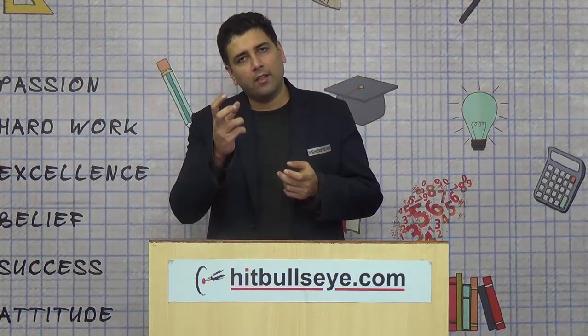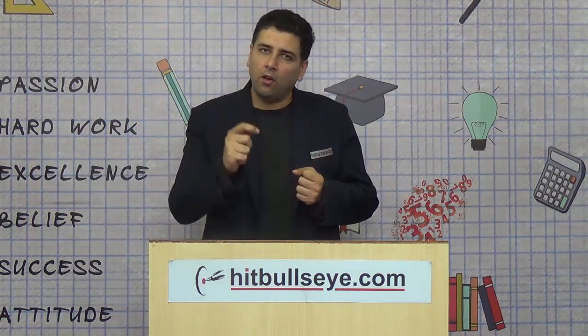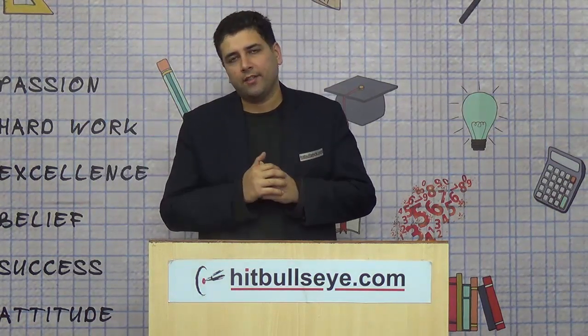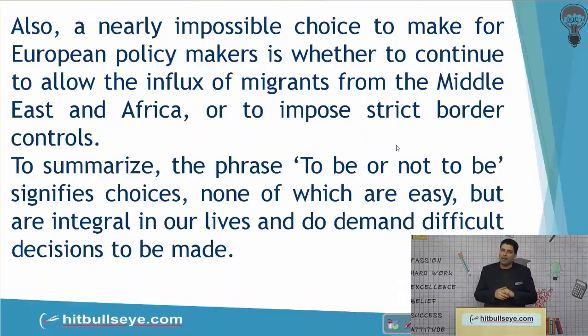So I have used an acronym to help me generate 5 content points, all of which pertain to difficult choices. Right? So these have been the 5 paragraphs in my body. The last paragraph is the conclusion, where I've said, to summarize, the phrase to be or not to be signifies choices, none of which are easy but integral in our lives and do demand difficult decisions to be made. So it's just a summary of whatever I've discussed so far. Okay, so this is a sample essay for an abstract topic.